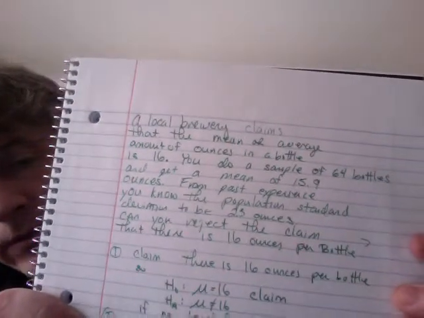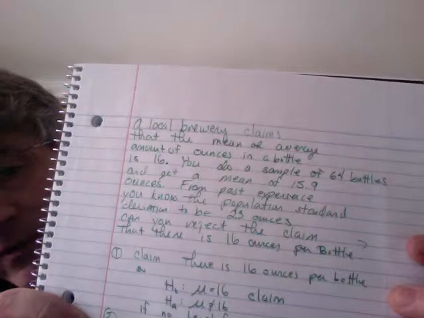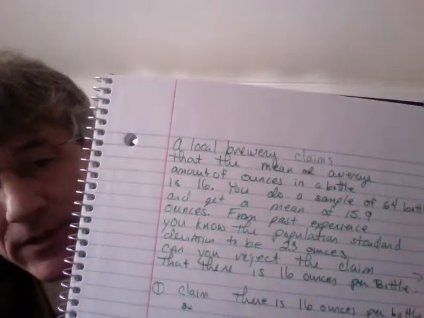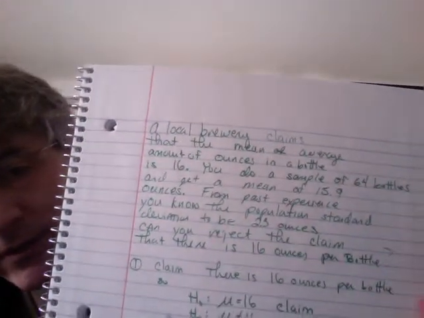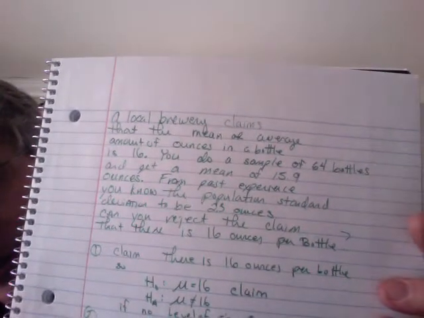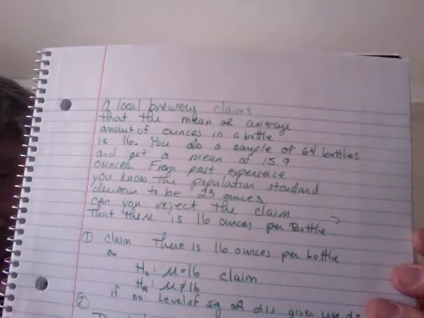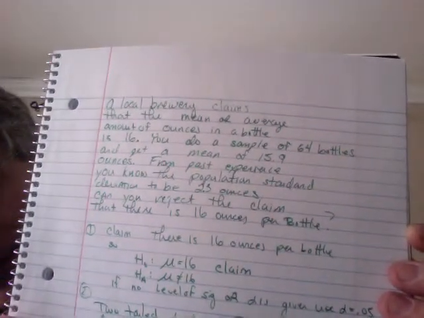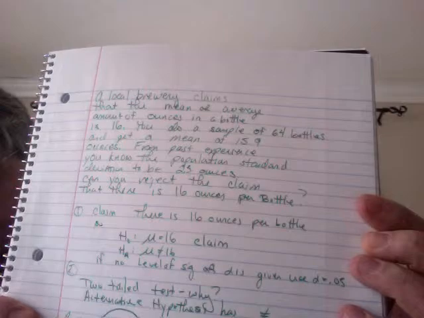A local brewery claims that the mean, or average, amount of ounces in a bottle is 16. You do a sample of 64 bottles and get a mean of 15.9 ounces. From past experience, you know the population standard deviation to be 2.3 ounces. Can you reject the claim that there is 16 ounces per bottle?